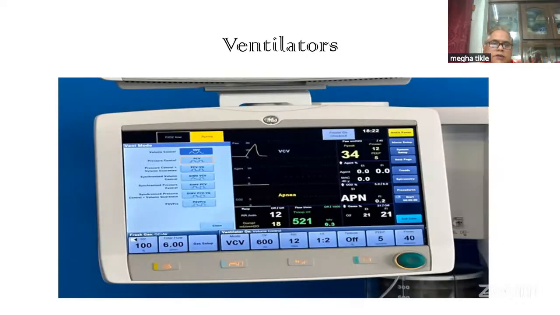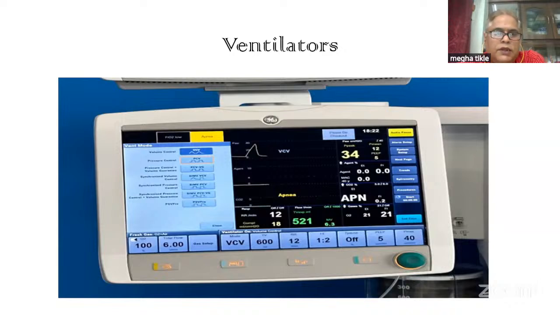So as I was saying, this is how the ventilator looks like. You can choose the mode. You have got volume controlled, pressure controlled, volume guaranteed, SIMV volume controlled, SIMV PC, then pressure support pro. Pressure support pro is generally used for spontaneous breathing or somebody who is breathing on a second generation airway device.